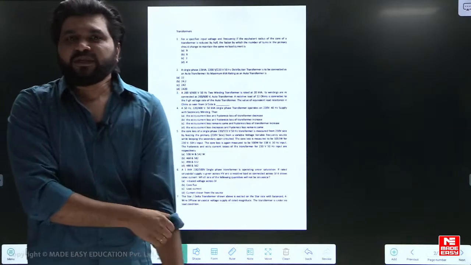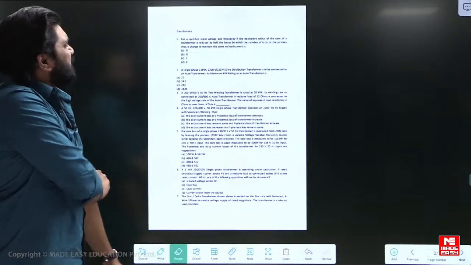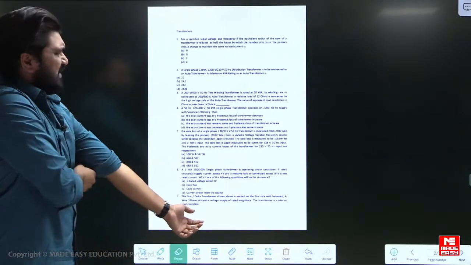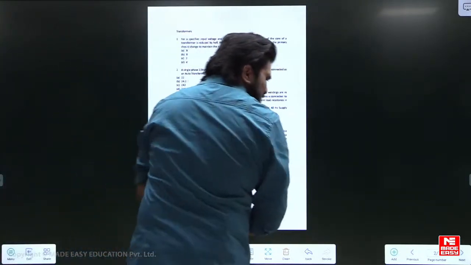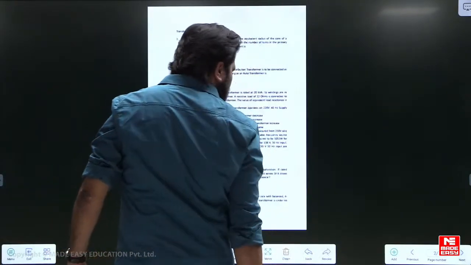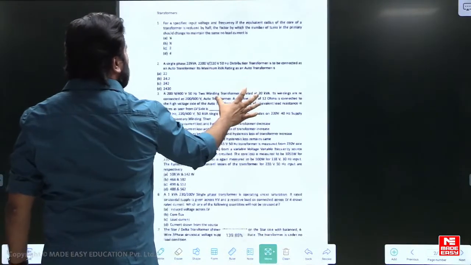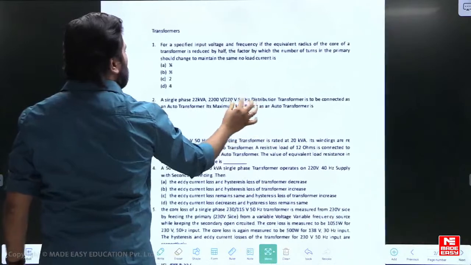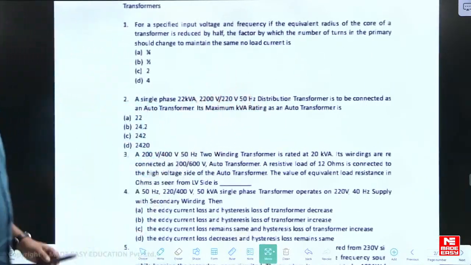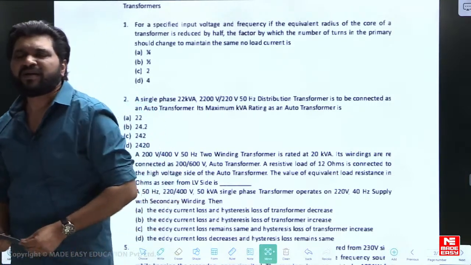We'll start with transformers. First question. I'll be showing you the question. First make a note of it. First keep trying, give your approach, and I'll be solving the solution. Kindly let me know, is it visible or not? Is the font size okay?